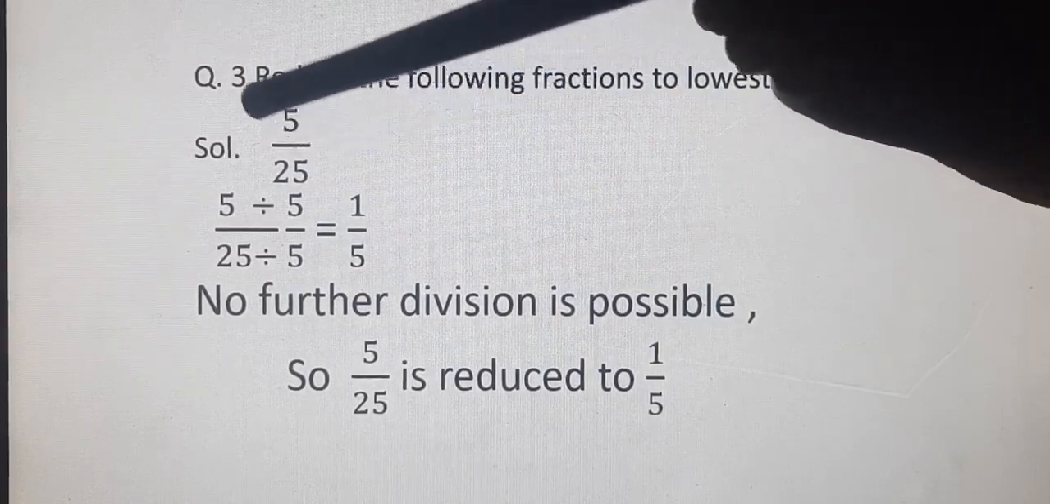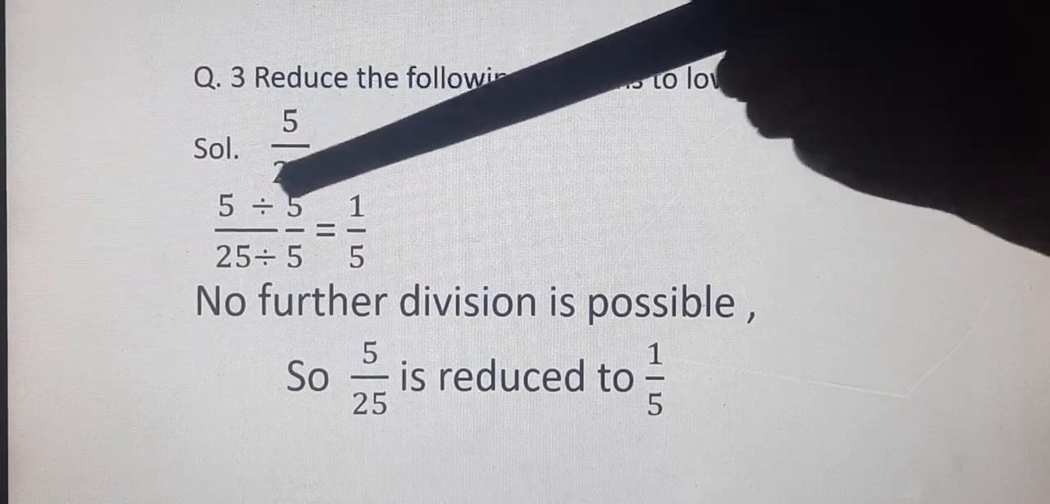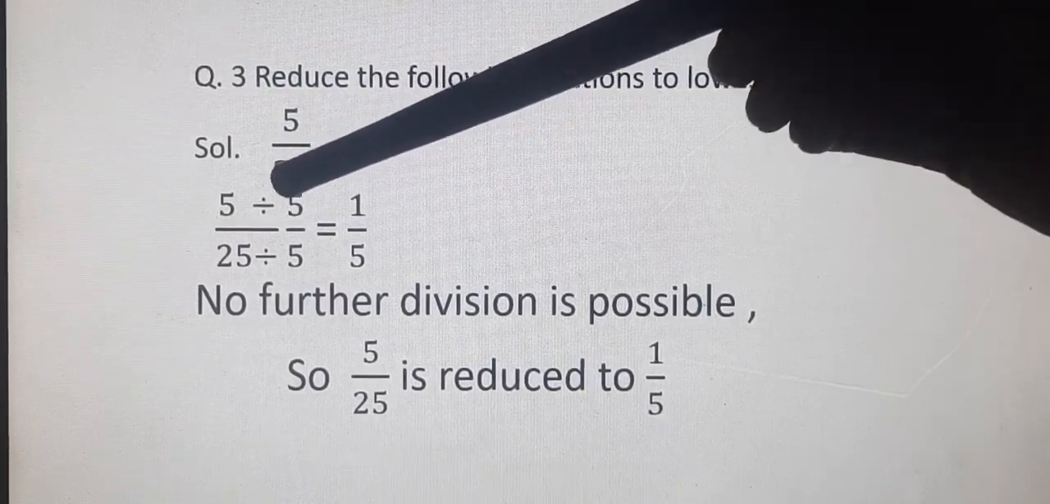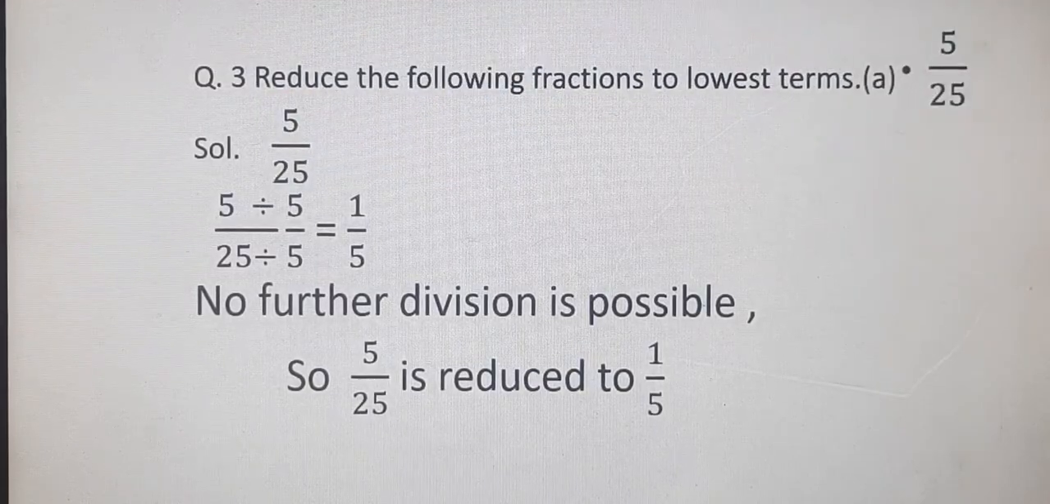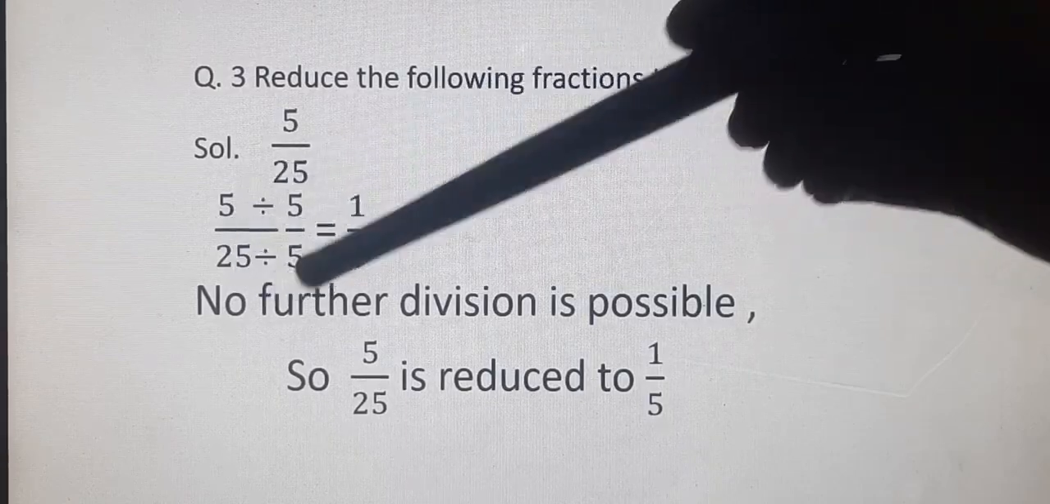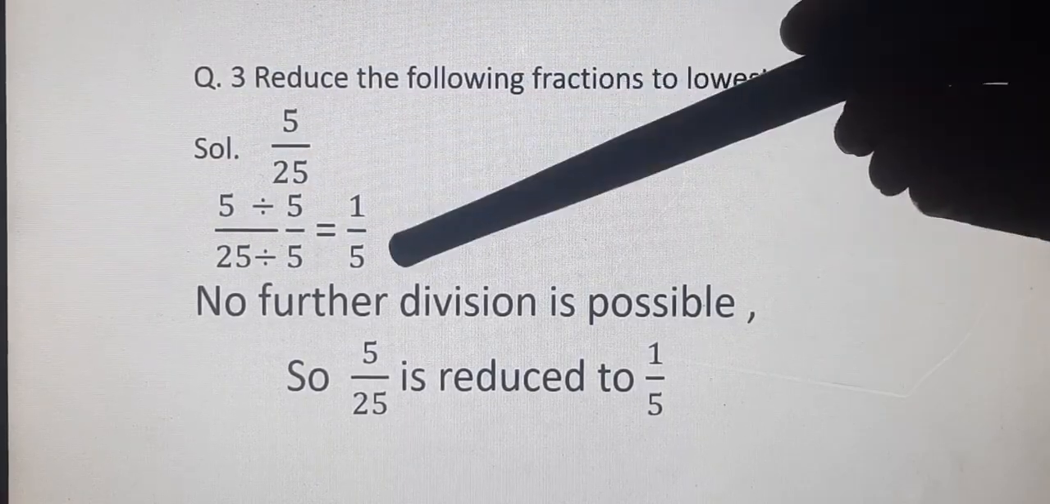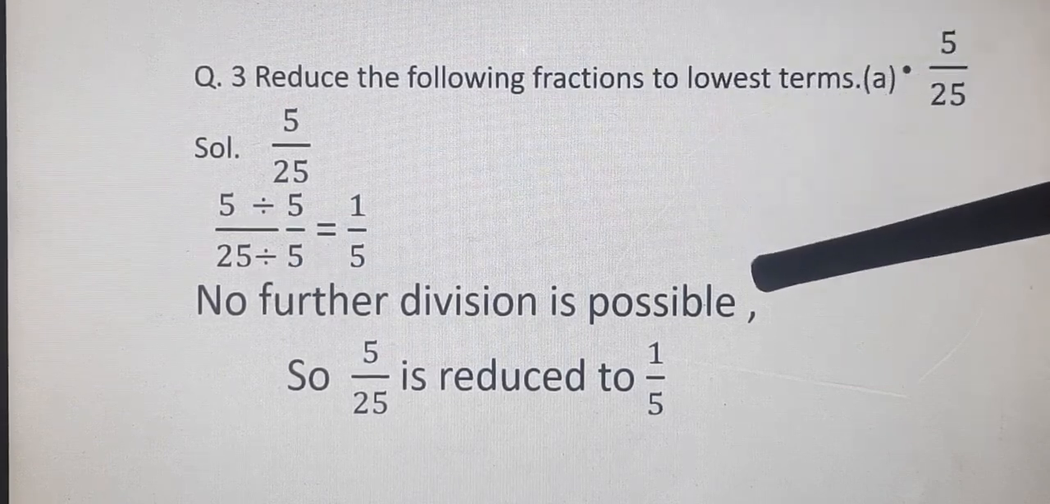You can show here 5, cut down it and write here 5. 25 cut down and write here 5. 5 cut down and write 1. 5 ones are 5. And here 25 will cut down and 5 will be written. You can show by division sign also or by cutting also. So 1 upon 5. No further division is possible.